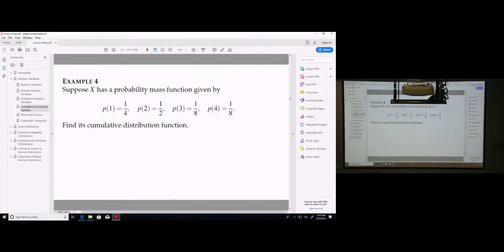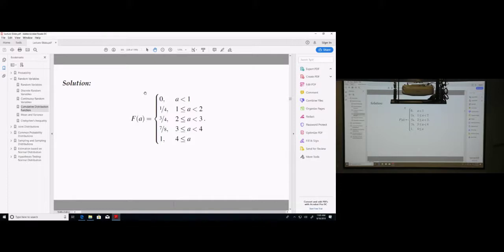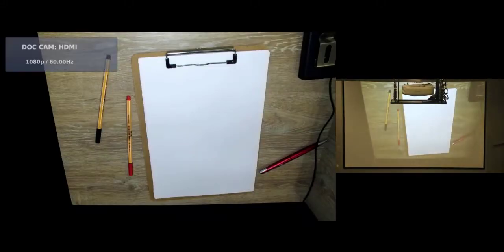So this is a purely academic exercise, but it illustrates certain things and helps us to appreciate the plot. Okay, the starting point is we start with probability mass functions. And now this example is concerning how we find the cumulative distribution function. So this is the solution here. So basically what you can think of is this. You first sort of plot this.